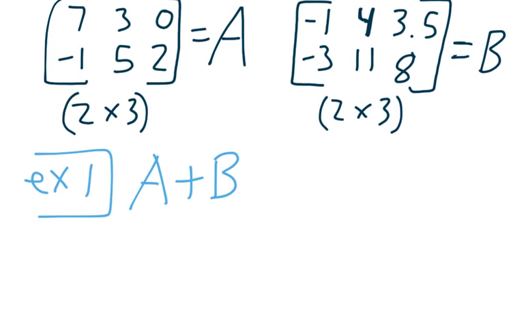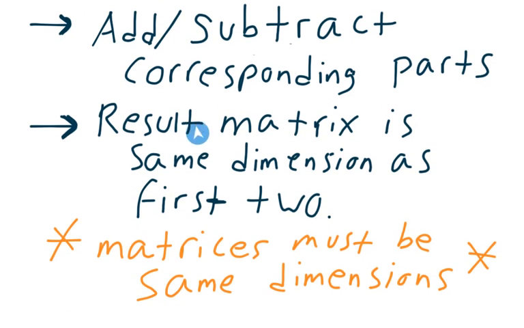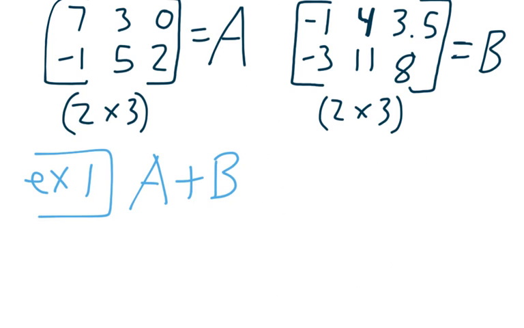So how do I do that? Well, to quote one of the most overused memes on the internet, what if I told you that all you had to do was just add the corresponding parts together? Like the first term was 7 plus -1. That's all you have to do. To add or subtract matrices, just add or subtract the corresponding parts. Your resulting matrix is the same dimension as the first two. So these two were 2 by 3, 2 by 3. Your answer will also be a 2 by 3.